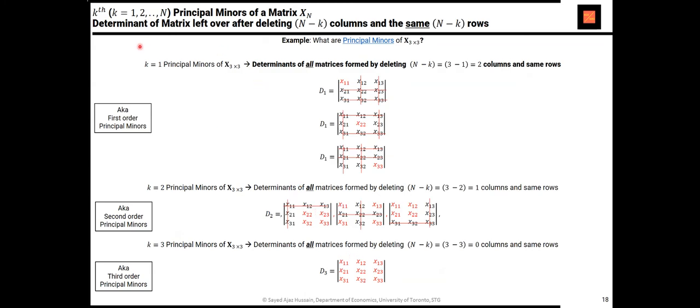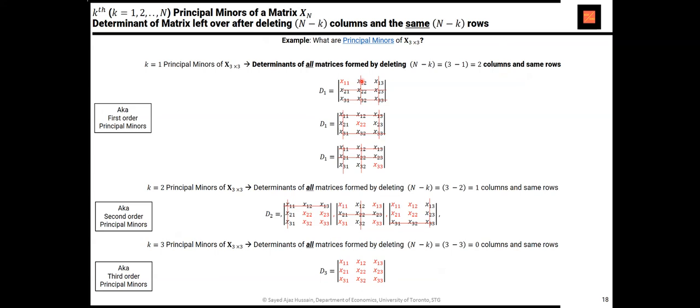Principal minors, say, is the determinant of the matrix left over by deleting any n minus k columns and the same n minus k rows. Okay, so let's do it this way. Someone gives you a 3 by 3 matrix. You now let k be equal to 1. Give me the determinants of all matrices found by deleting any two columns and the corresponding rows.